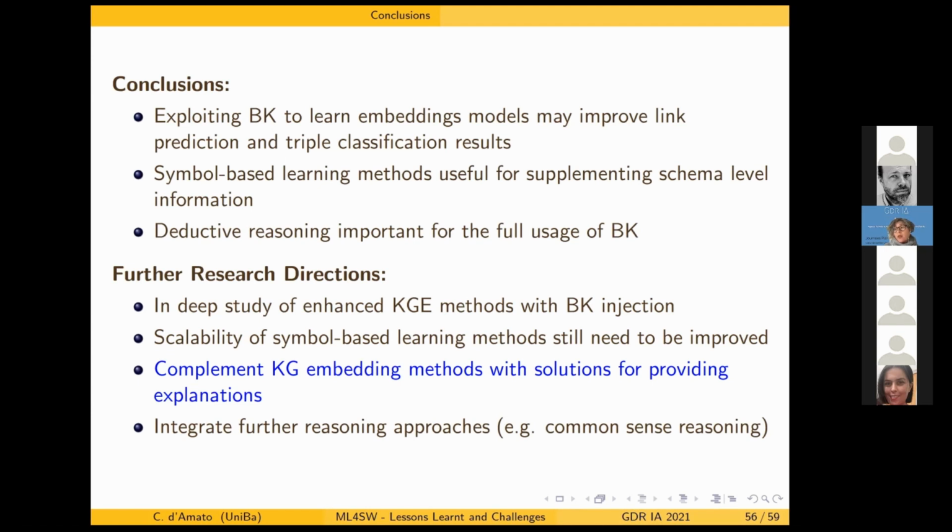We will present a preliminary idea in the next few days at the Web Intelligence Conference. And another aspect that would be really interesting is to integrate additional reasoning approaches, such as common sense reasoning, when trying to learn both using symbol-based and numeric-based solutions.